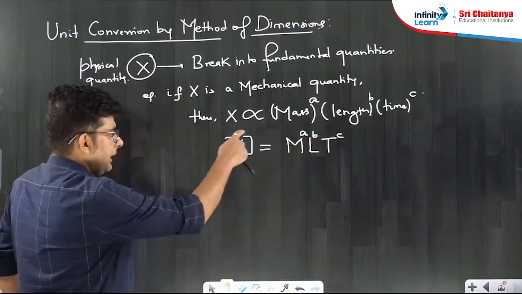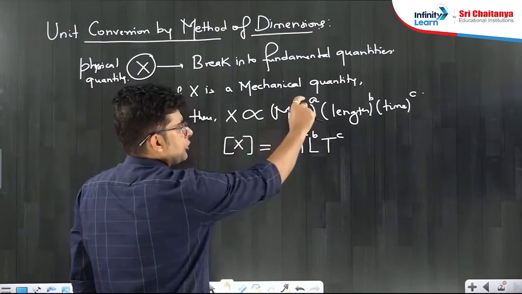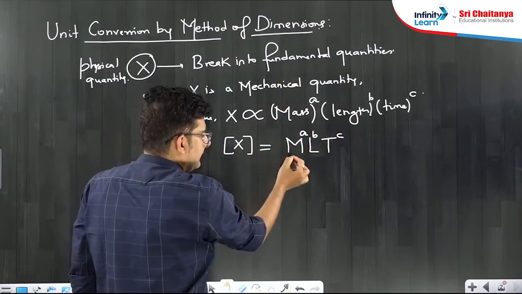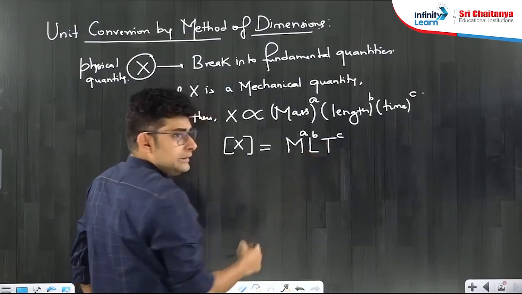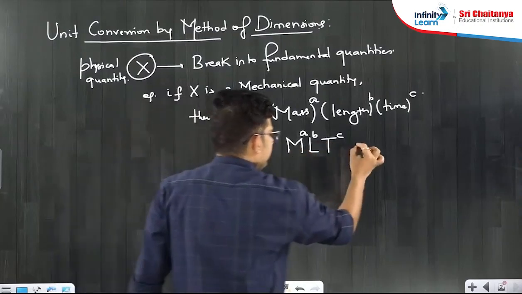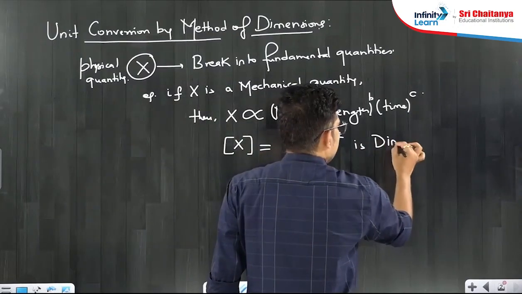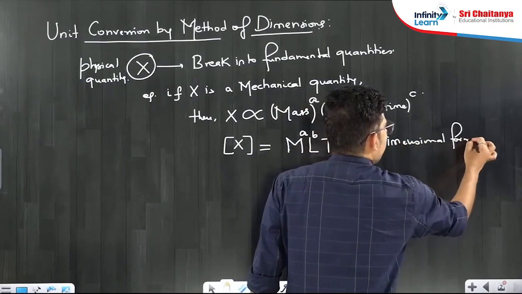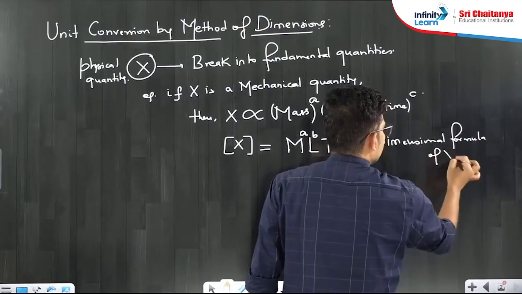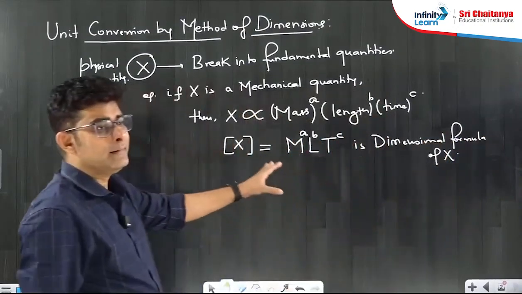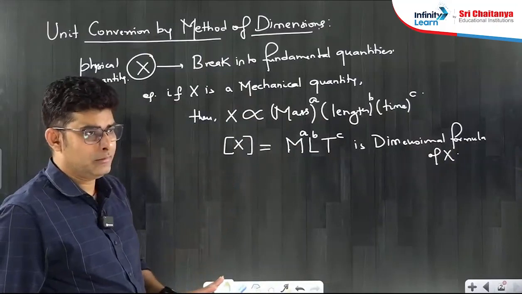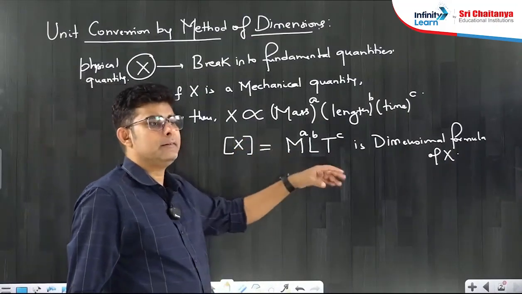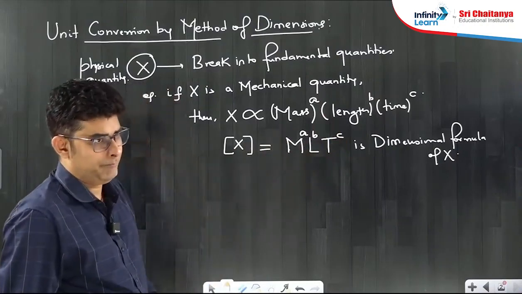So when we express that X is directly proportional to mass, length and time raised to some powers, and we write X like this, M to the power a, L to the power b, T to the power c, from now onwards you will call this the dimensional formula of X. Understood? So now that it is a dimensional formula, on this basis you can write the units of everything.